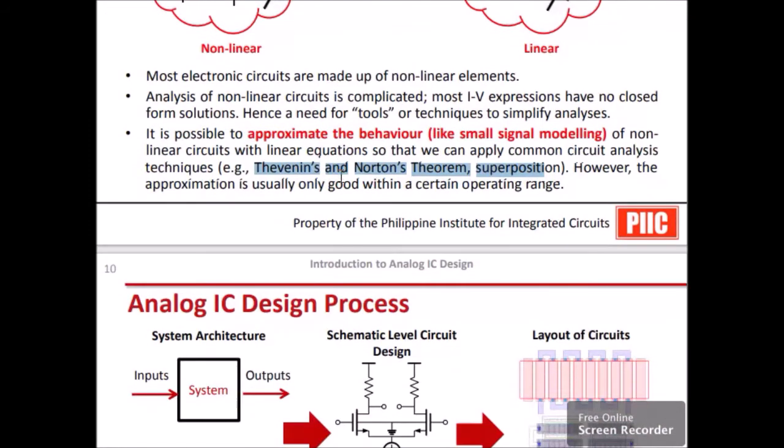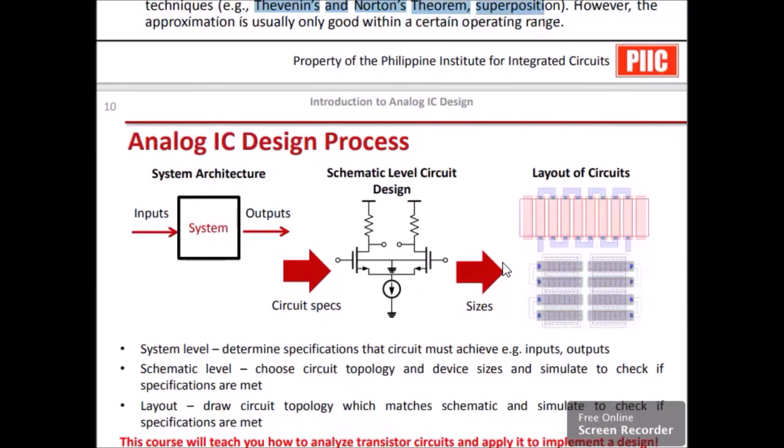Okay, and we also have here our analog IC design process. So sa analog IC design process, first you have to develop the system architecture. Okay, planuhin mo ano ba yung magiging input and what will be your outputs. And then out of that, block level pa to. Okay, sa system level, determine the specification that the circuit must achieve. Ayun na yun. So I'm talking here about yung overall IC design process. Kapag nag-IC design kayo, yung una is sa system level. Sa system level, identify mo ano ba yung magiging input ko, ano ba yung kailangan ko, and what would be my output.